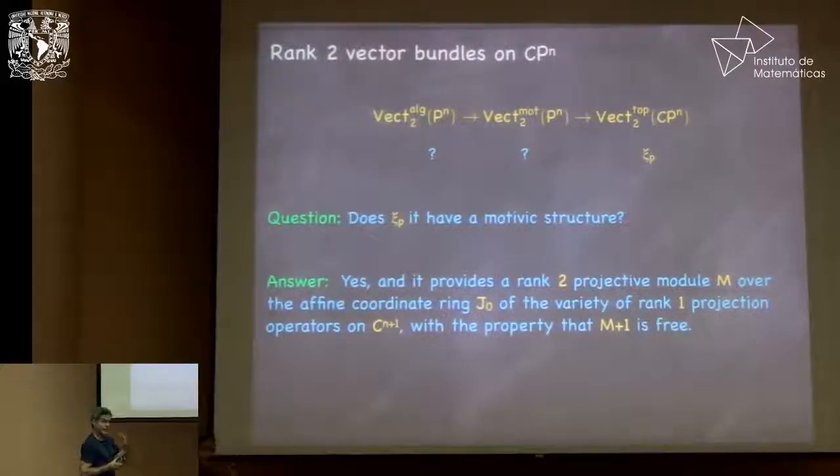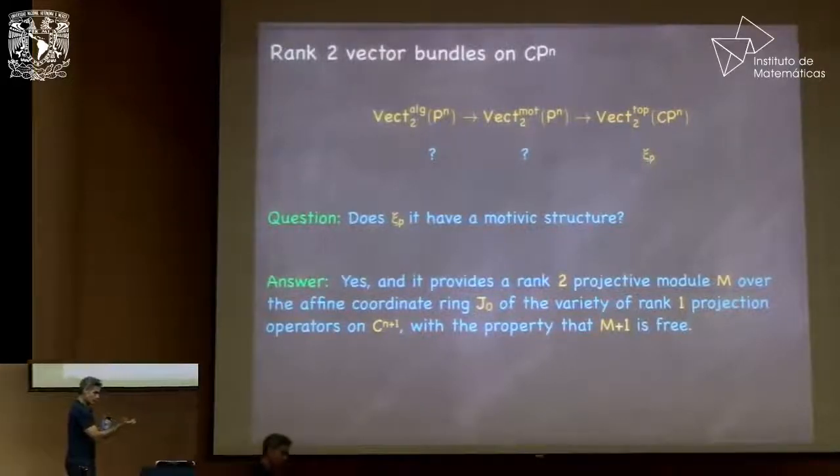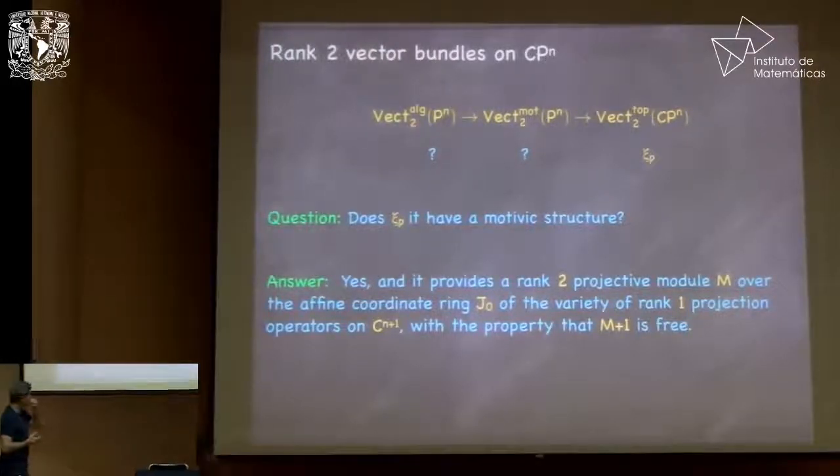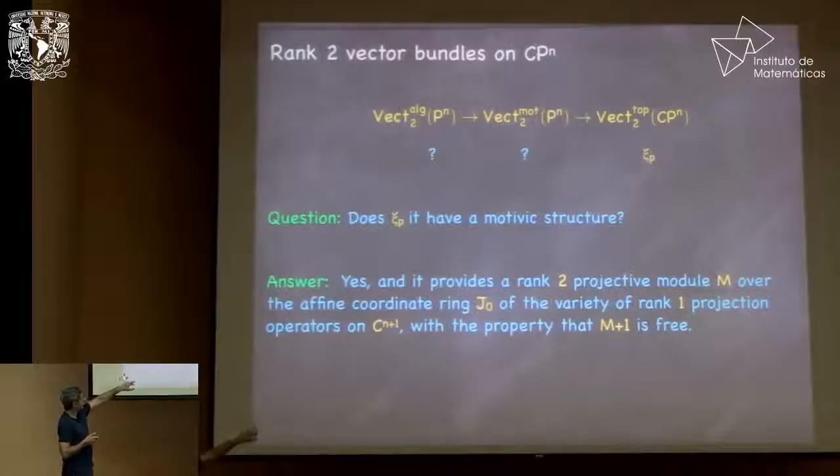And I'm going to take you through a little bit of the construction of it to show you what it is that motivic homotopy theory can do that we don't know how to do just in terms of rings. But I just want to emphasize, there's a ring, it's very easy to write down. We have an interesting rank two projective module that we have no idea how to write down.